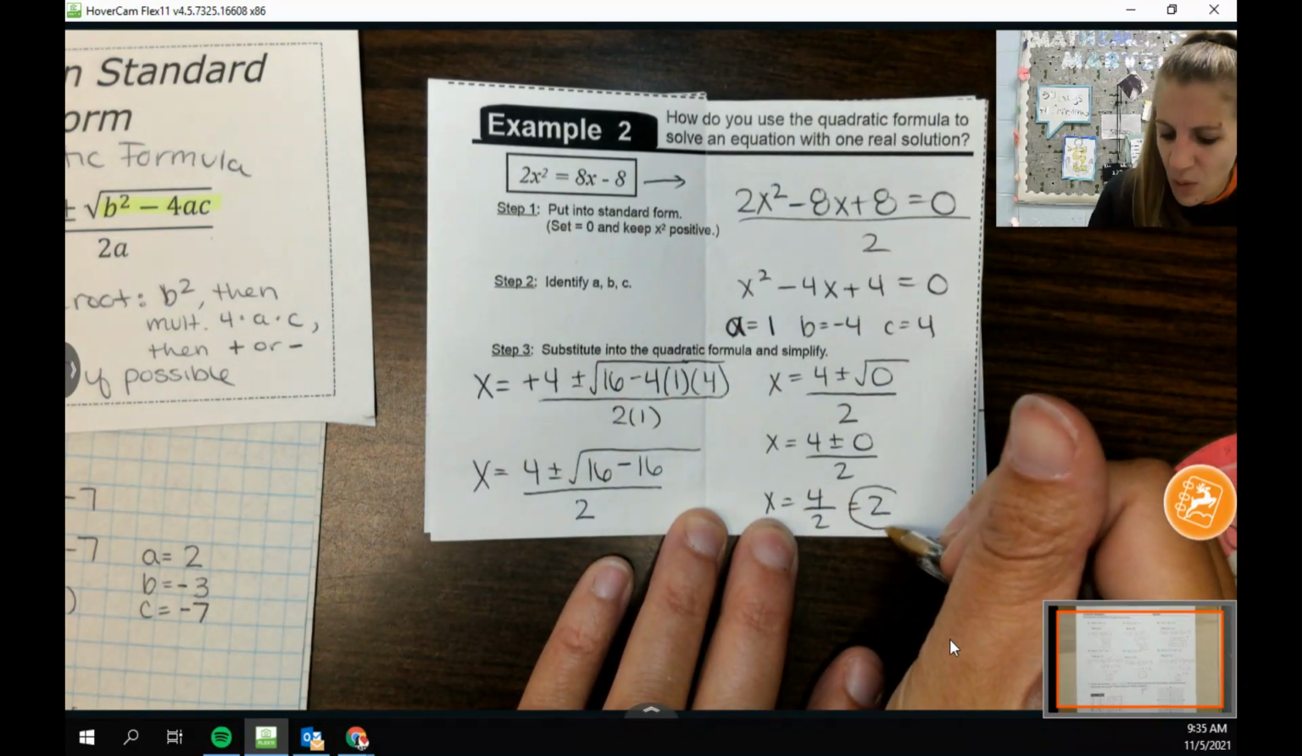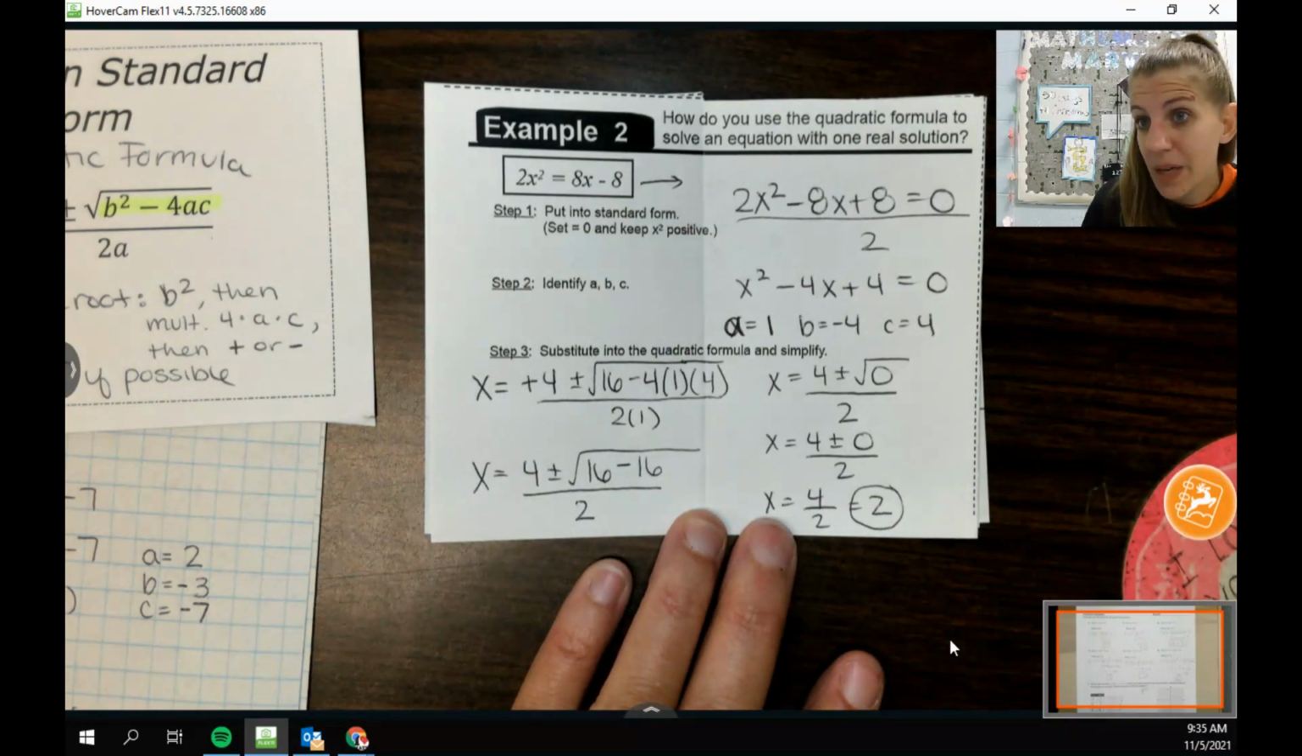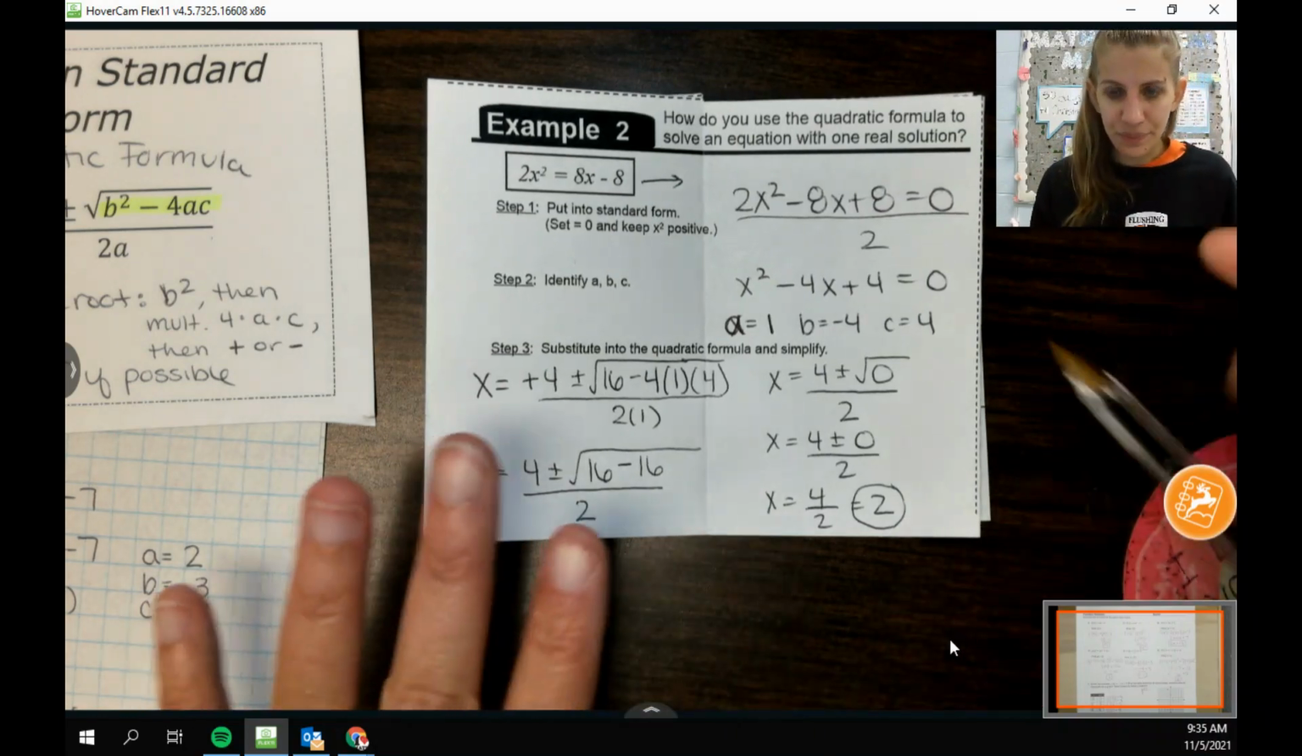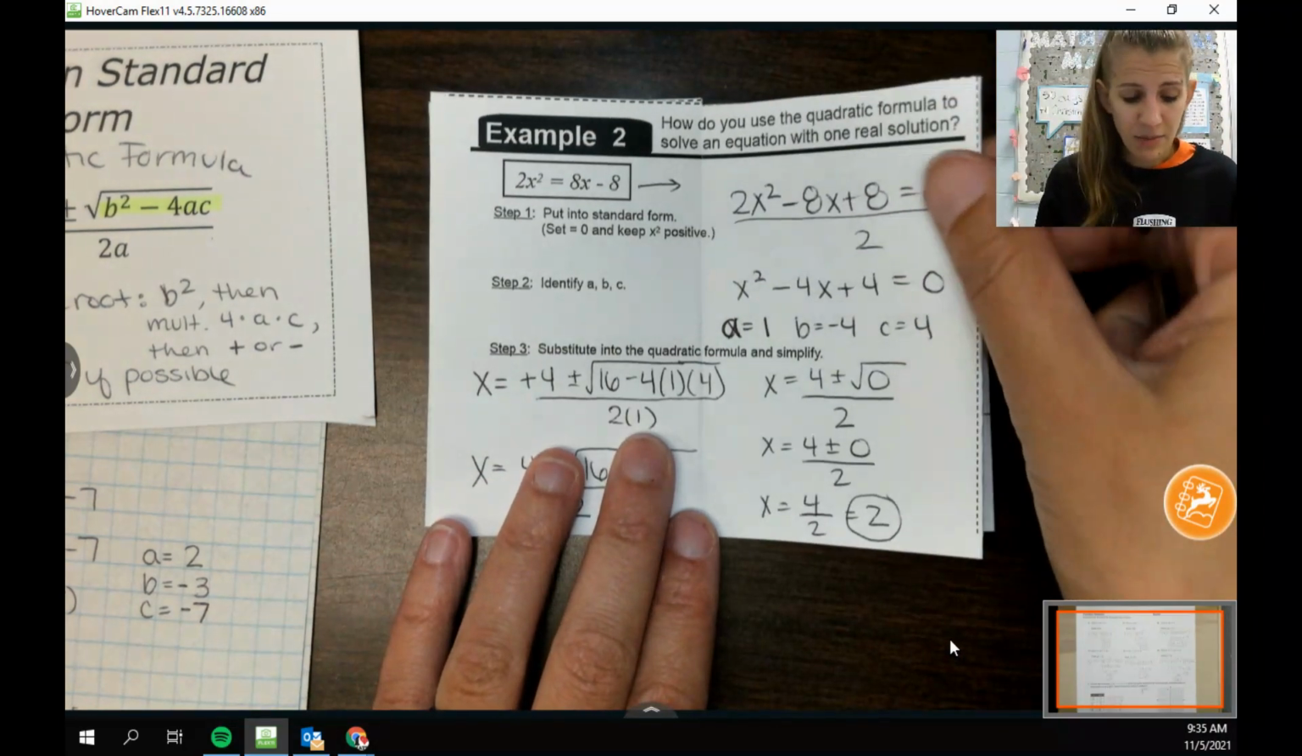So I only have one answer here, which again can happen when my vertex just bops right off the x-axis like that. So that's okay. That can happen.